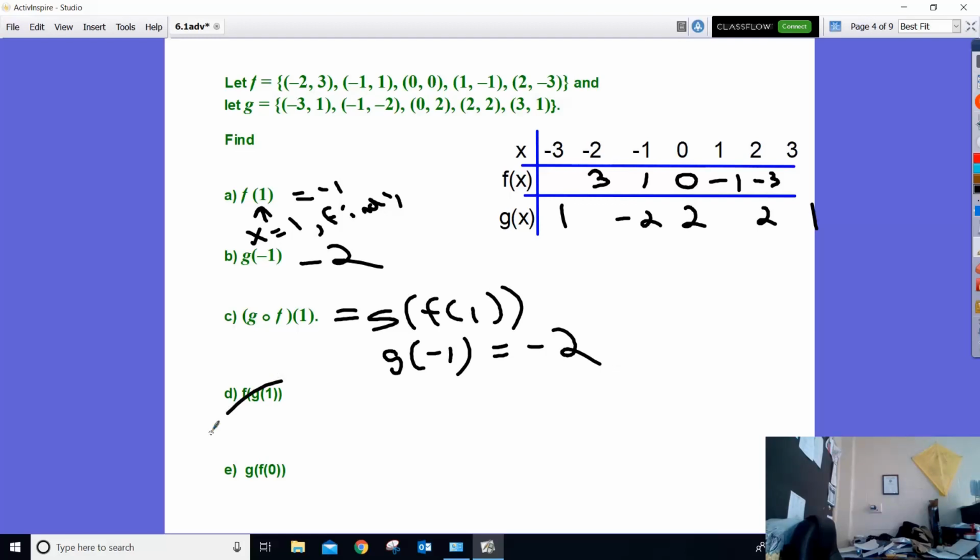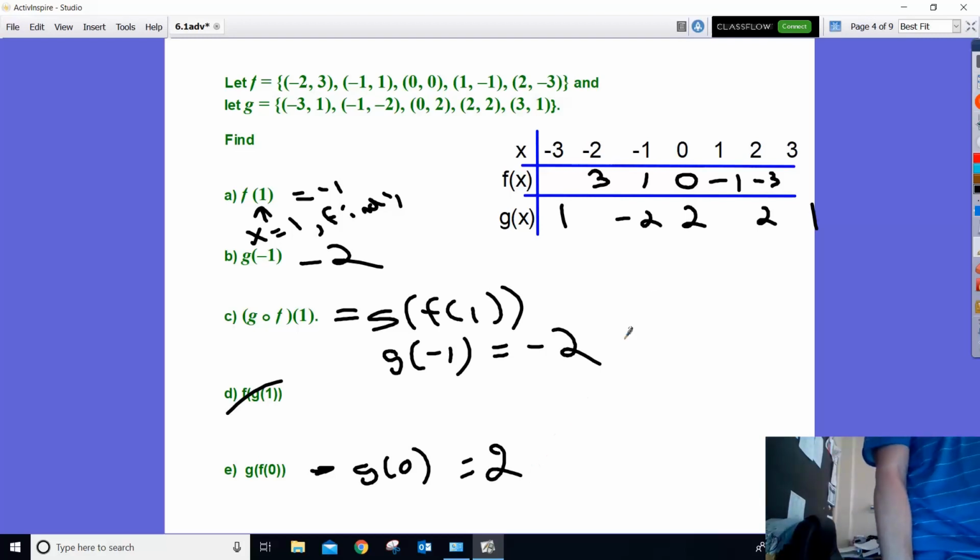E is g of f of 0. That one's probably doable. Maybe. What's f of 0, kids? F of 0 is 0. So we do a little replacement. We're actually tasked with finding g of 0. G of 0 is doable. Asia, what's g of 0? 2. And that's how you read tables. Anybody have any issues with that? Usually throws kids off in algebra 2, just a little bit until they see it done and it clicks.